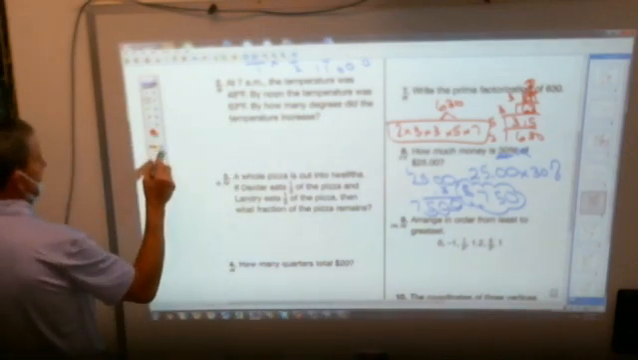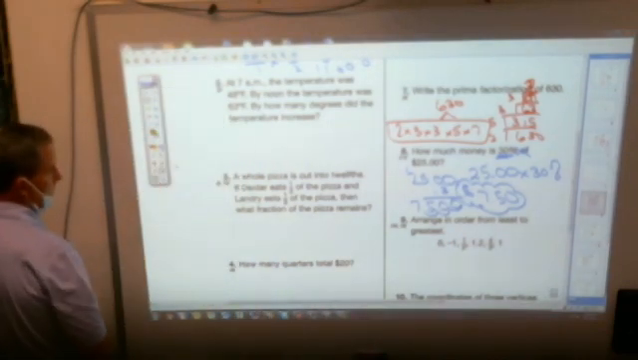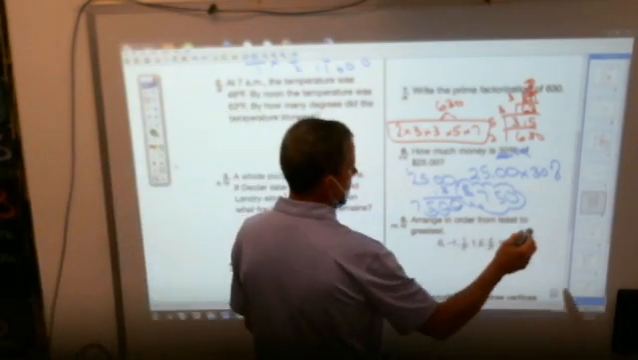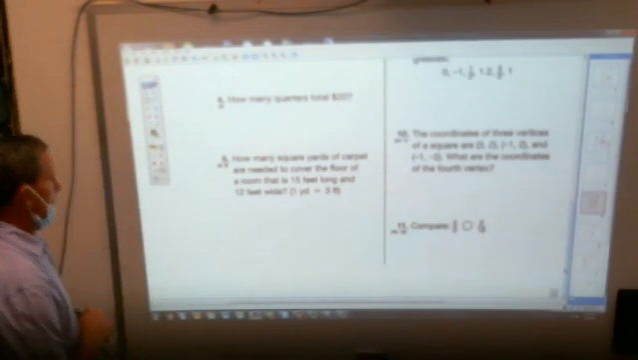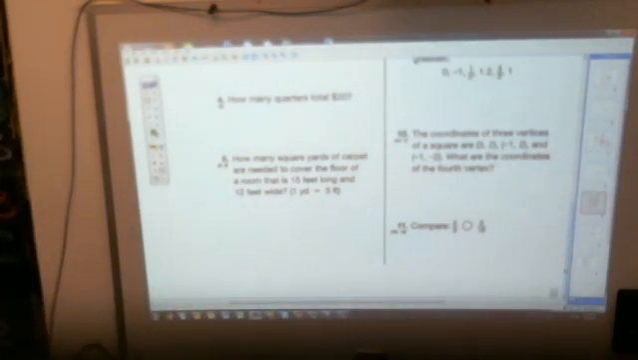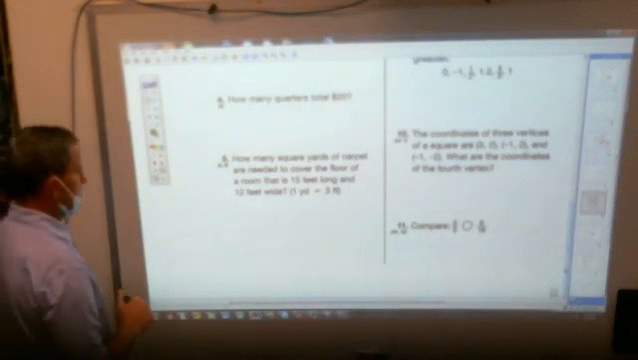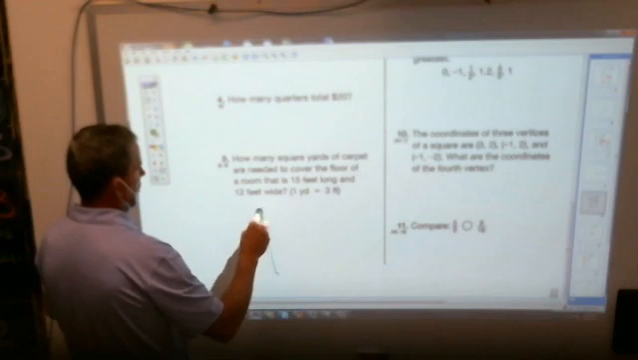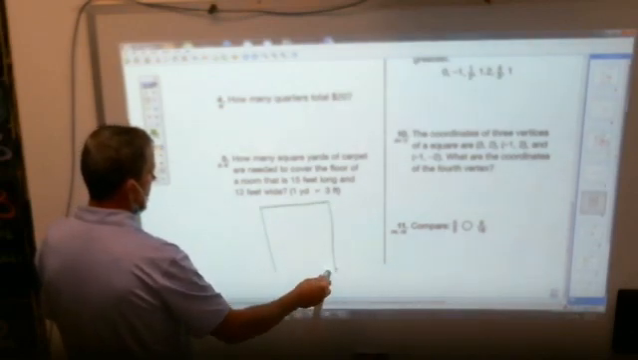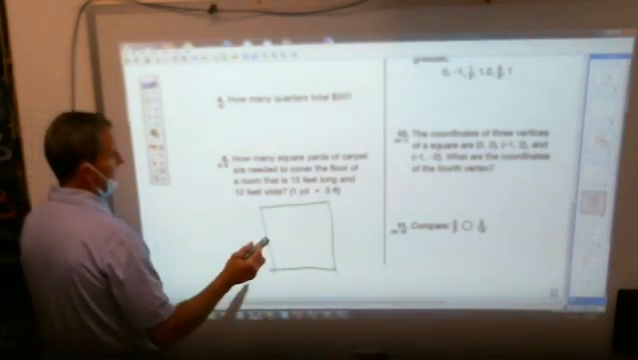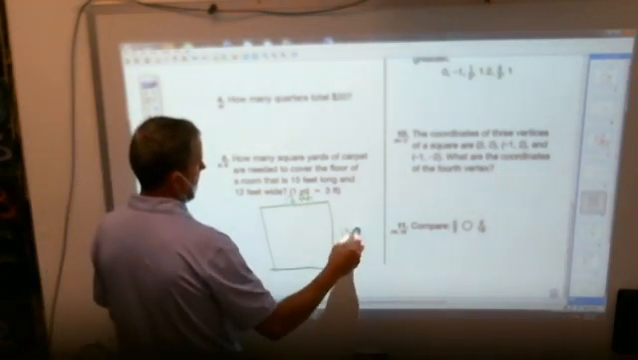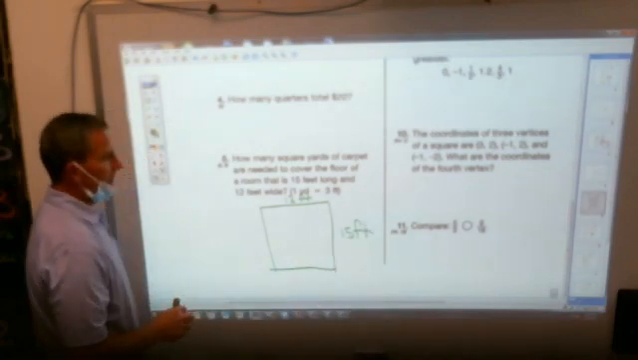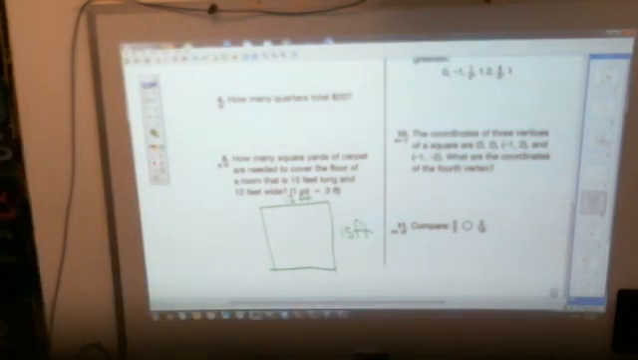Jake. Number 5. Number 5 de Mayo. How many square yards of carpet are needed to cover the floor of a room that is 15 feet long and 12 feet wide? Did you draw a picture, Jake? Yes. Did you label said picture? Yes. This, ladies and gentlemen, for those of you who are interested in taking notes to yourself, seventh grade definitely. Allowed to and encouraged to.